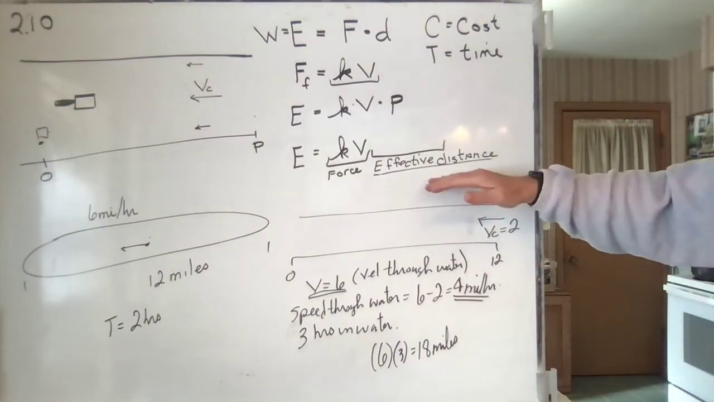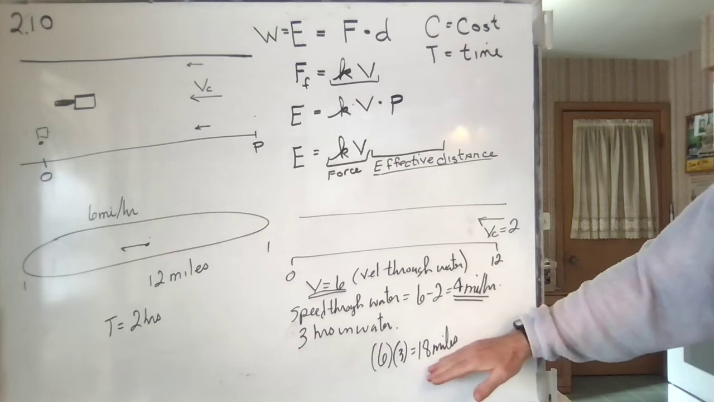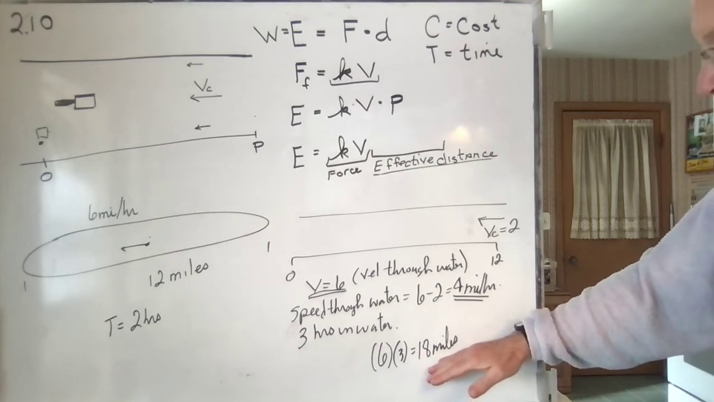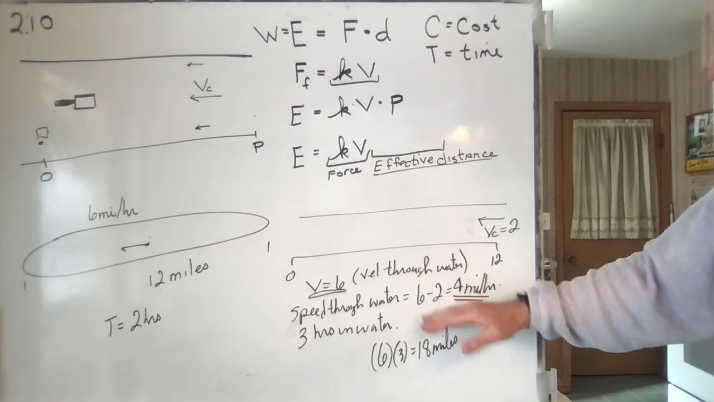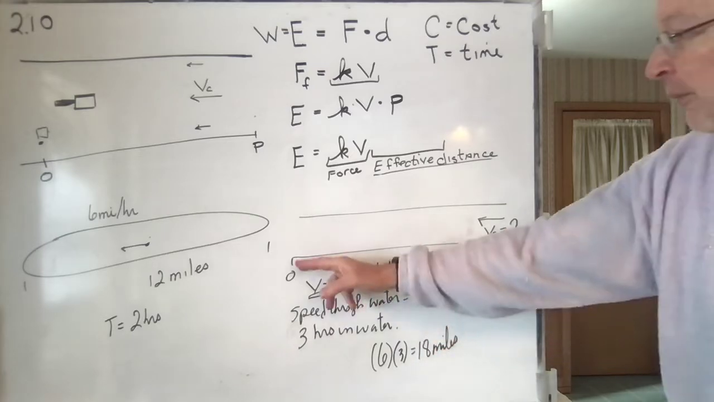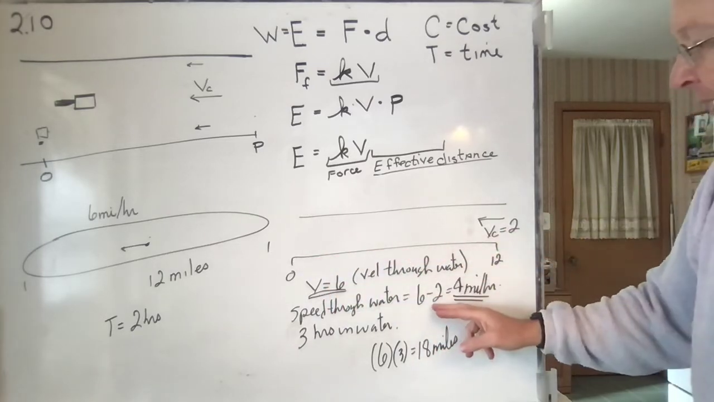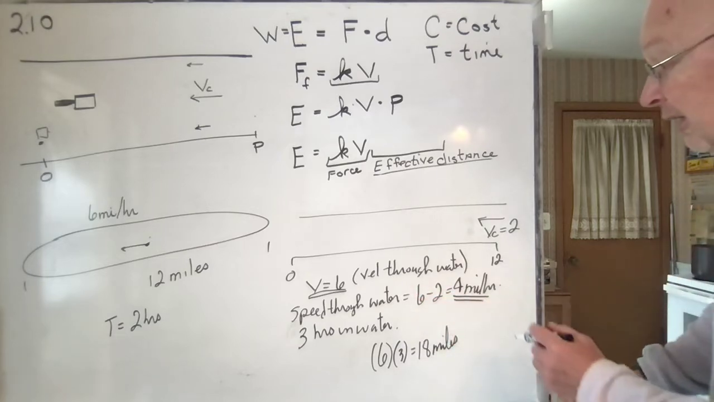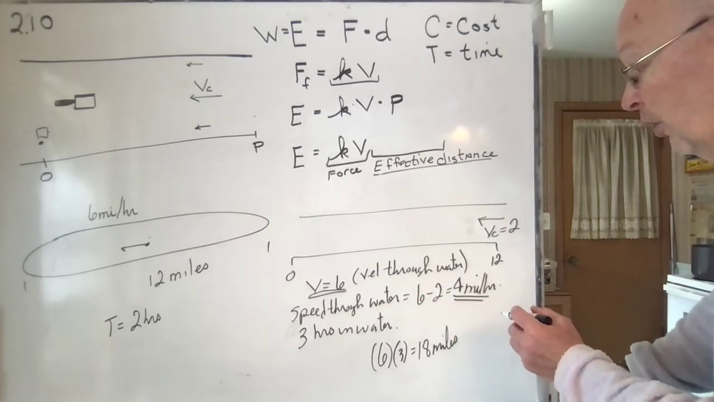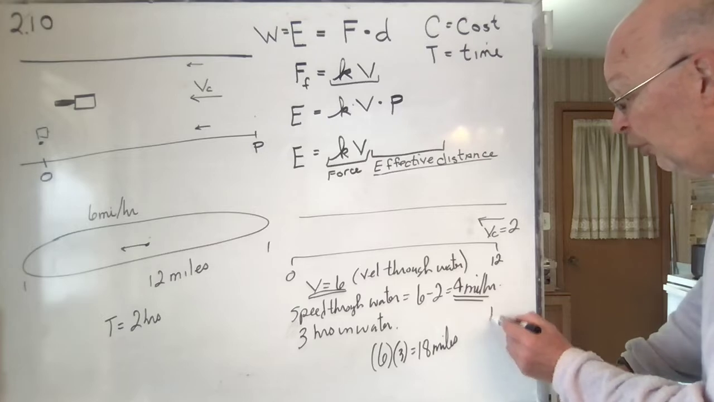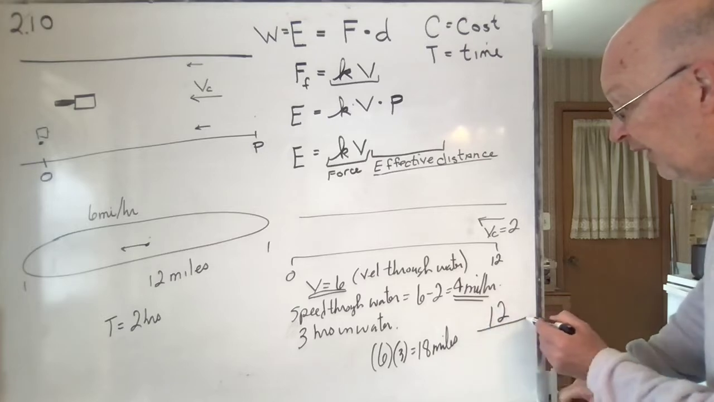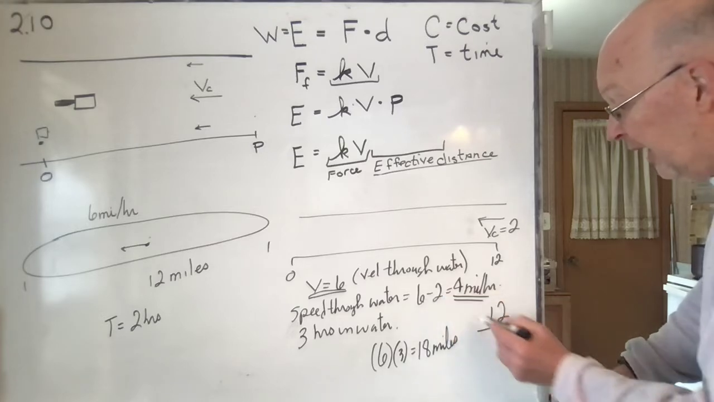So, let's think about what we did here. How did we figure out the effective distance? The first thing we did was we had to find out how much time it took to get from here to here. And so the amount of time it took to get from here to here was what? It was 12 divided by 6 minus 2.